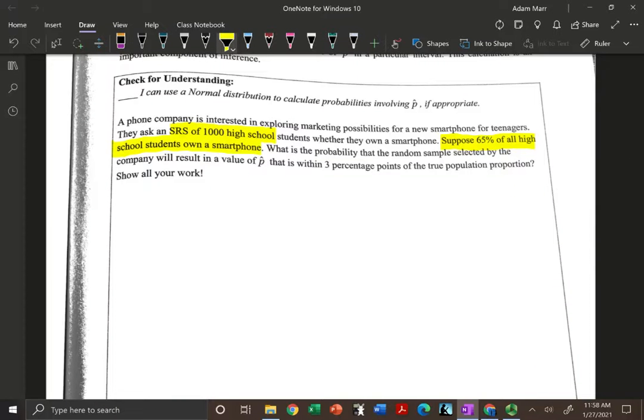What is the probability that the random sample selected by the company will result in a value of p hat that is within 3 percentage points of the true population proportion? So they're asking right here, what is the probability that a random sample selected by the company will result in a p hat value that is within 3 percentage points of the true population proportion? Show all your work. All right, so first of all, we have to see, is it approximately normal? Is the sampling distribution approximately normal?